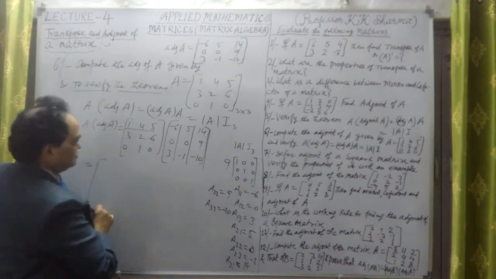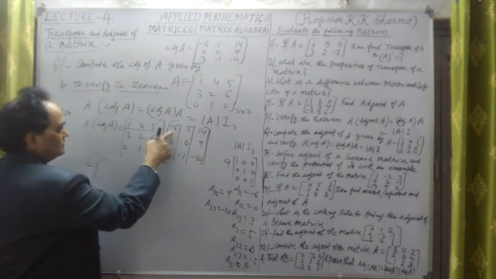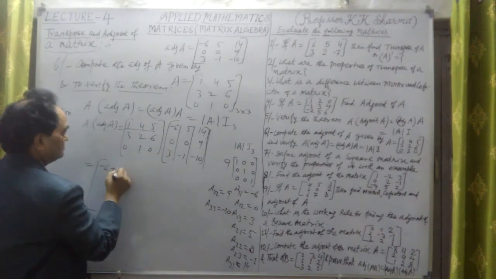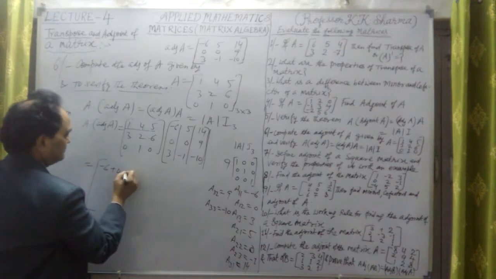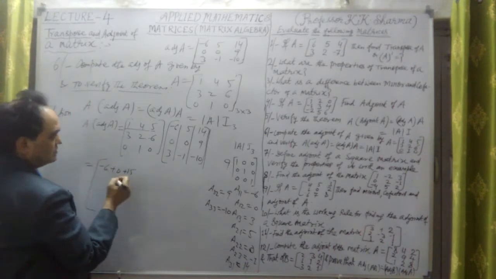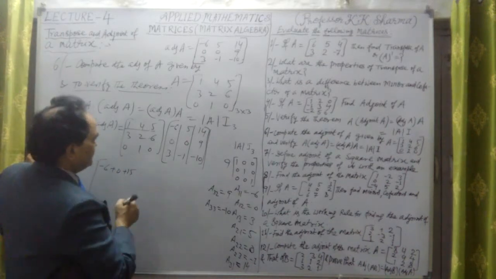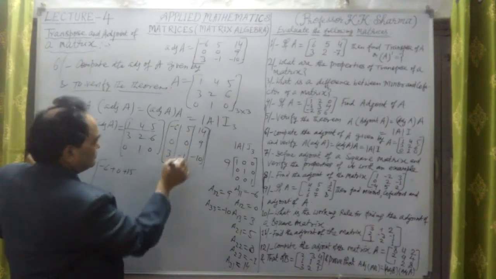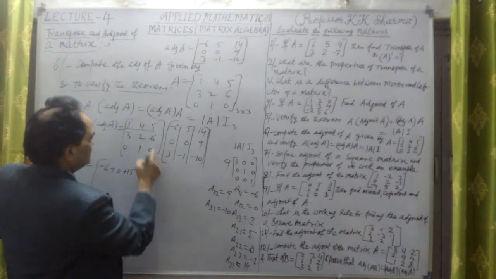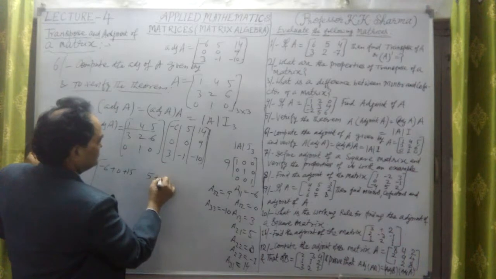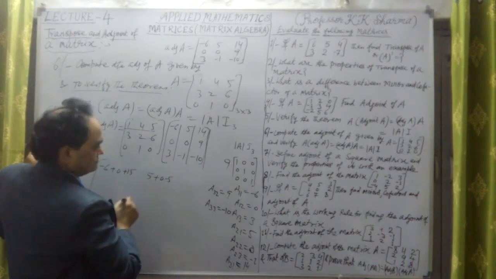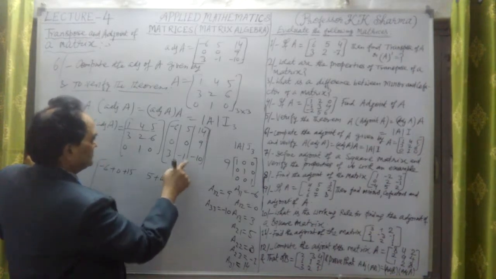What is the element? 1 into minus 6 is minus 6. 4 into 0 is 0 plus 0. 5 into 3 is plus 15. Okay, this 15 minus 6 is 9, undoubtedly. The value is obtained. Then first row, second column, second element here. This is 1 into 5 is 5. 4 into 0 is 0. 5 into minus 1 is minus 5, so it is 0. Alright, obtained.